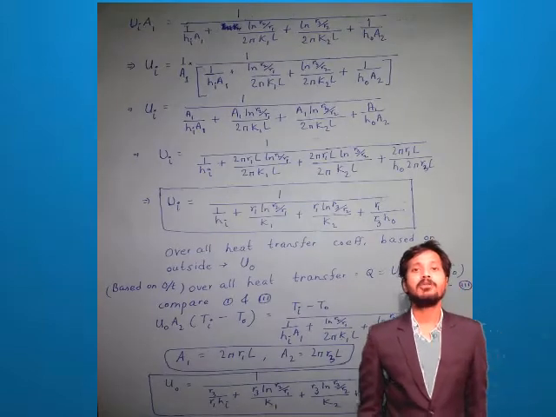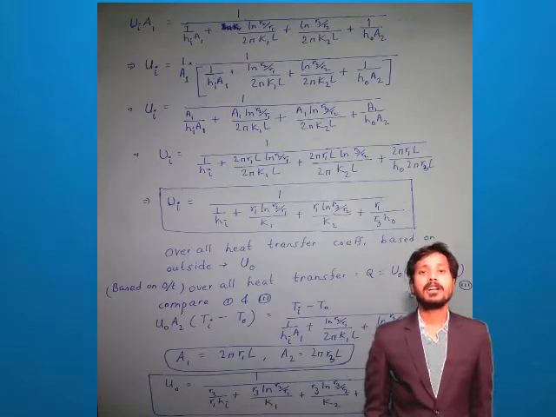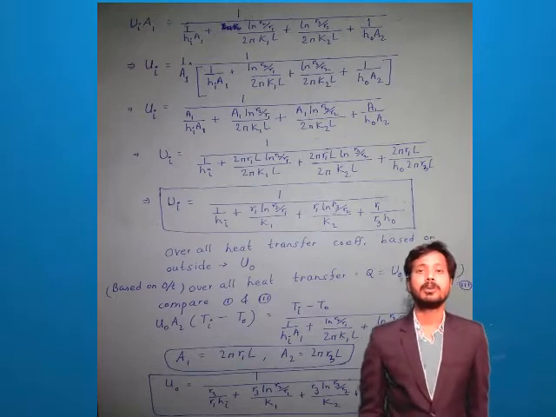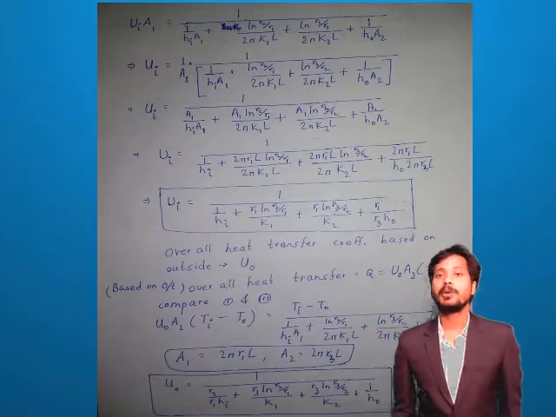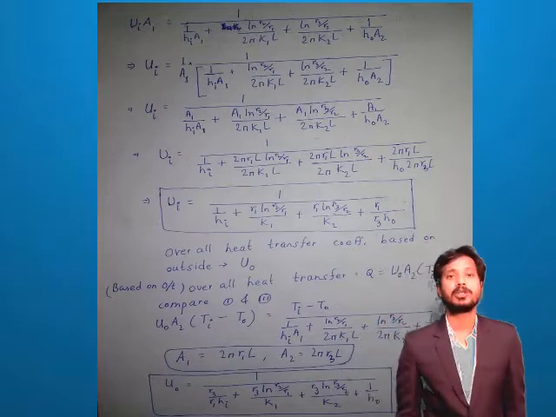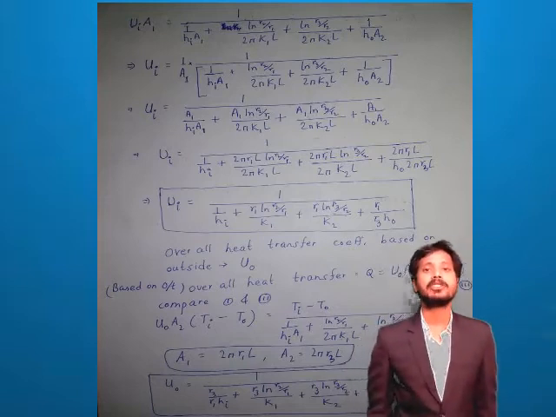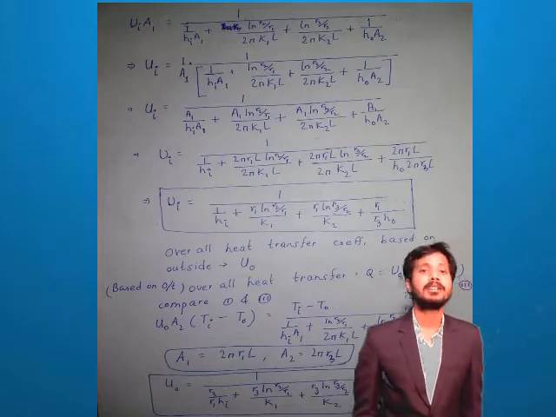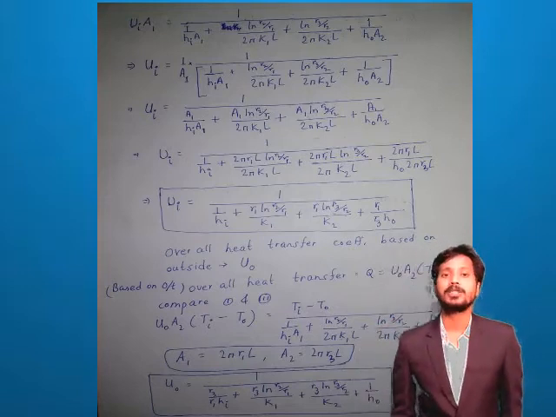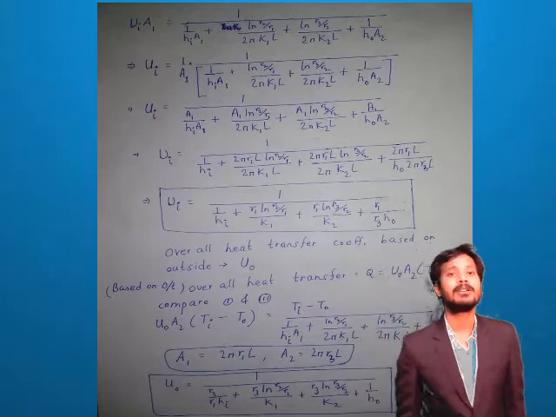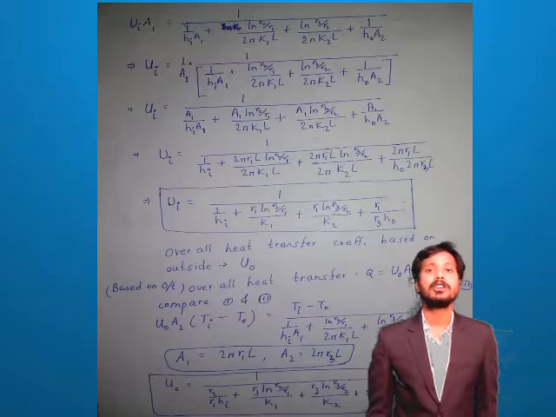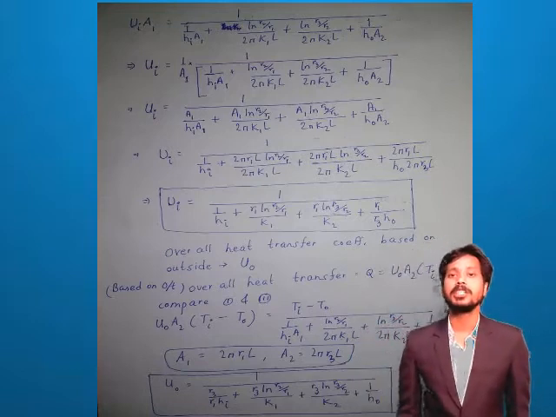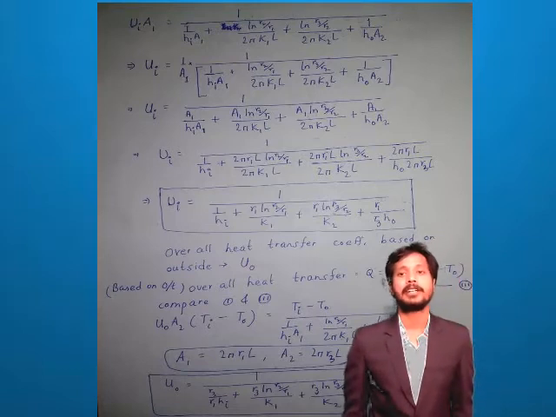So Ui A1 equals 1 by Hi A1 plus ln of R2 by R1 by 2 pi K1L plus ln of R3 by R2 by 2 pi K2L plus 1 by H naught A2. So finally we get Ui equals 1 by A1. We take this A1 from the left hand side to the right hand side, so it's divided. So 1 by A1 into 1 by Hi A1 plus ln of R2 by R1 plus ln of R3 by R2 plus 2 pi K2L plus 1 by H naught A2.